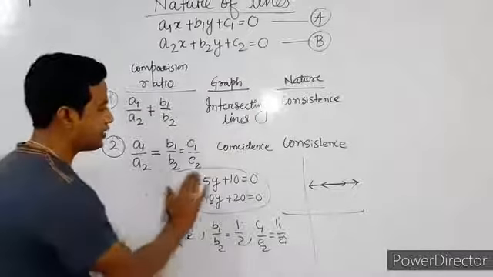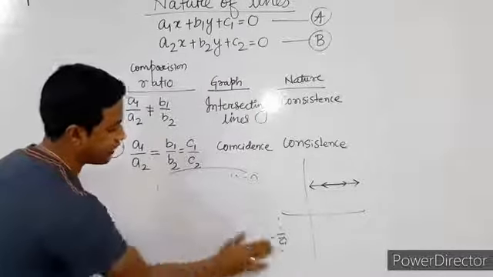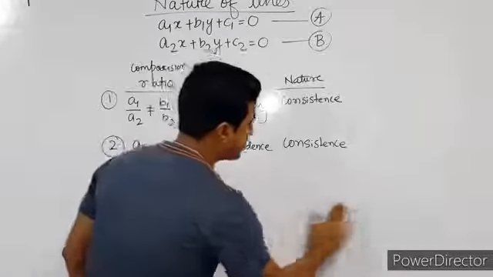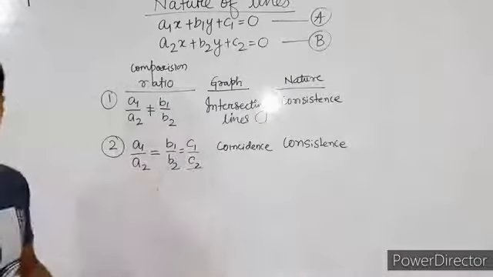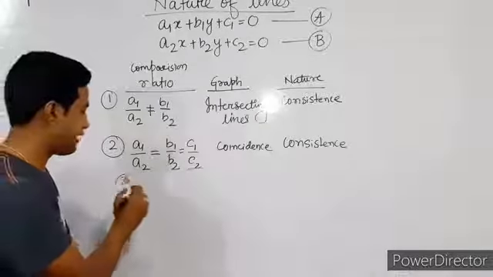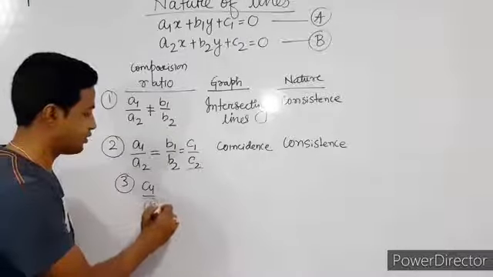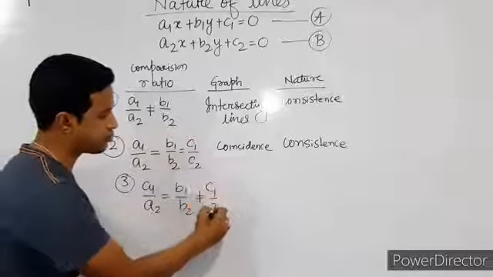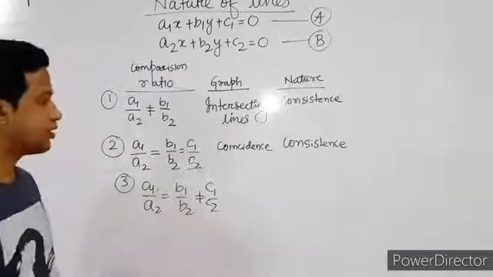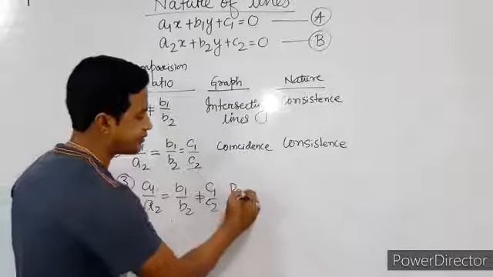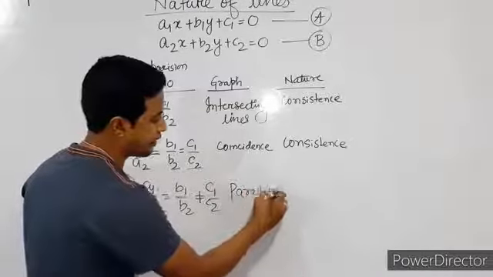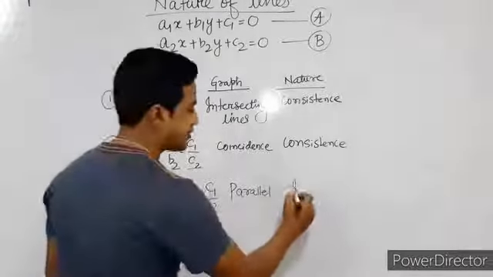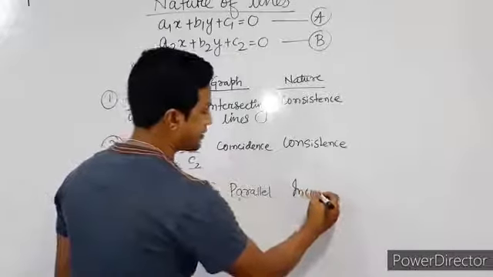And now we'll go for the next case. That case is of parallel lines. So how will you identify a parallel line? This is also the same. First of all, we will compare the ratios. So if a1 by a2 is equal to b1 by b2 and is not equal to c1 by c2, what will we get? The lines are parallel lines, and the system will be inconsistent.